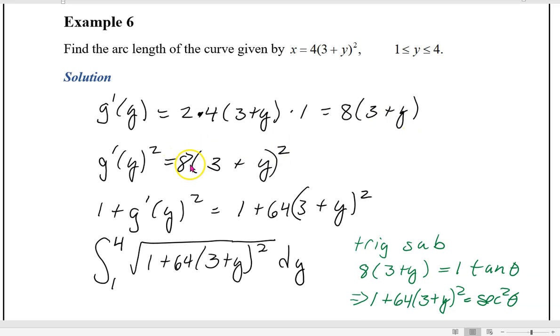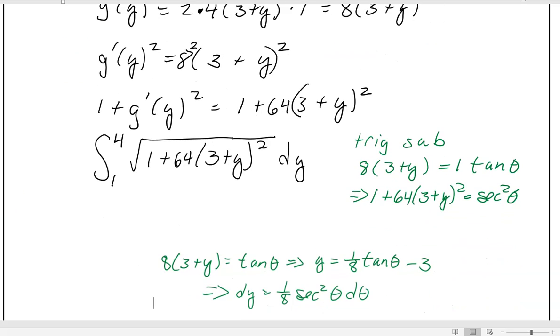Next, we square this, which will give us 8 squared times 3 plus y, the quantity squared. I should really have a 2 on the 8 as well. Then we add 1 to this. This gives us 1 plus 64 times the quantity 3 plus y, quantity squared. We put this underneath the radical, and then we have to evaluate. This is going to give us another trig substitution problem.